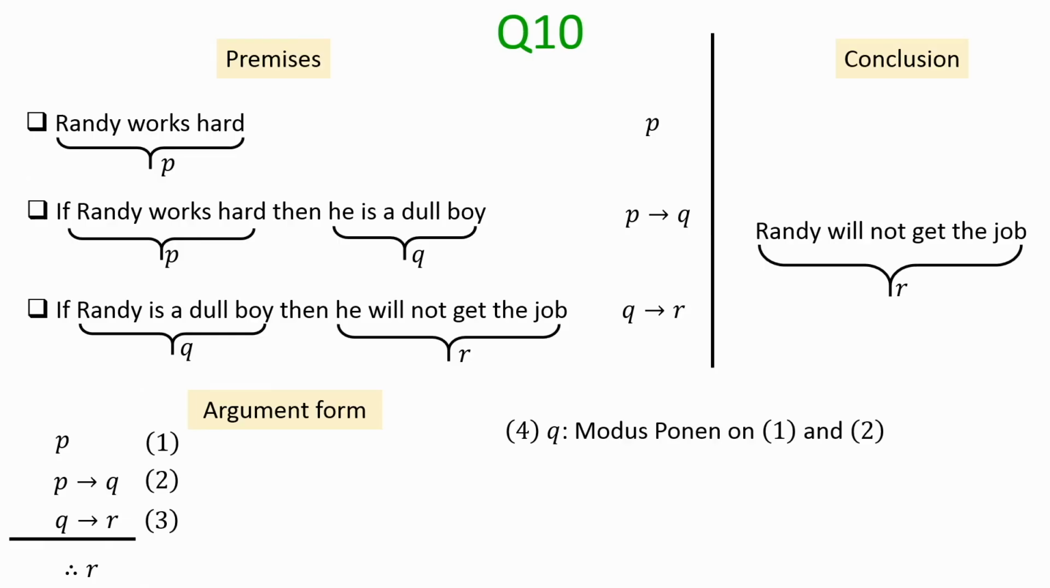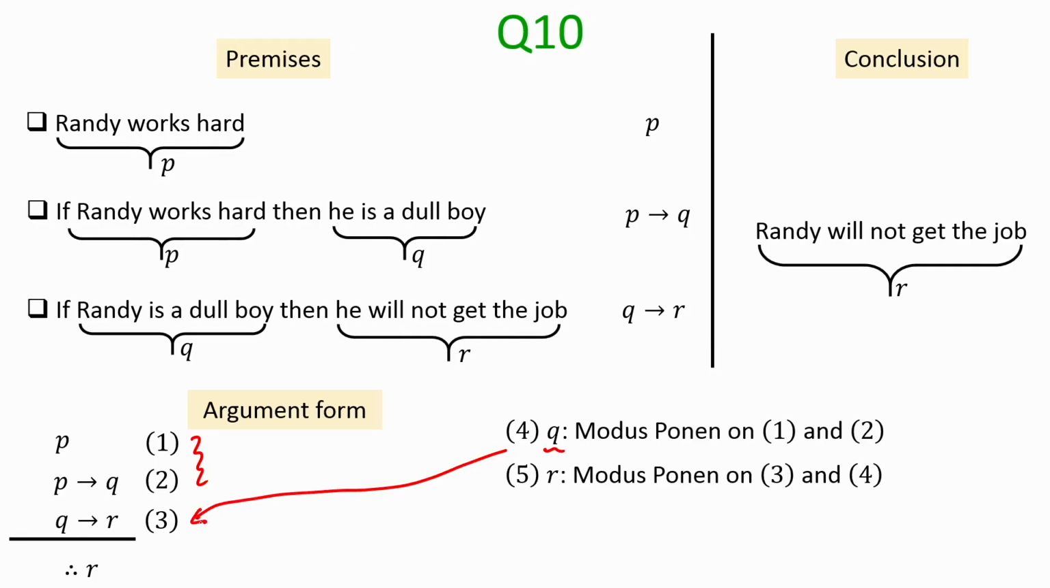Let us see whether this argument form is valid or not. So, what I do is I apply modus ponens on the first 2 premises here, and come to the conclusion q, and then I apply modus ponens again on q and the third premise and draw the conclusion r. That means this is a valid argument form, a valid conclusion, because I can draw the conclusion from my premises.